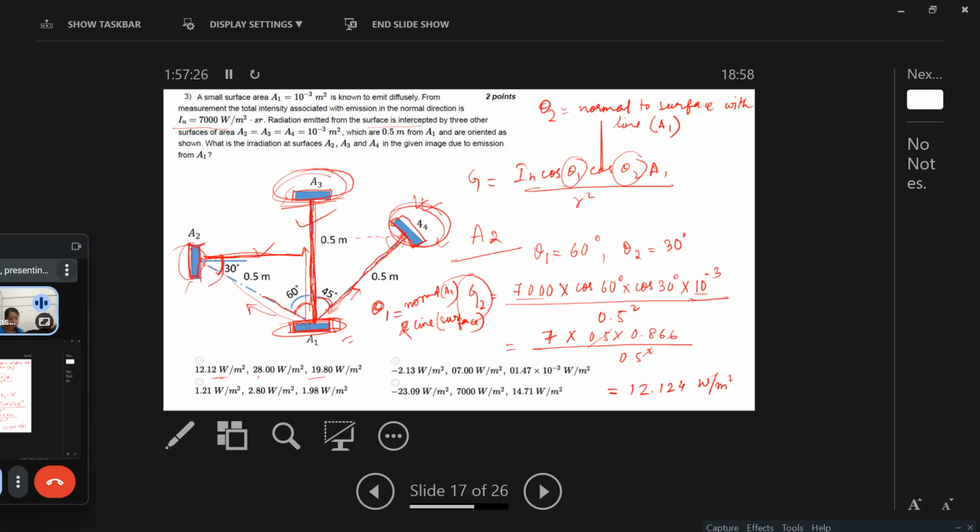So we have to be very careful with how these surfaces are oriented and how they are connecting. How they are receiving. We need to exactly find out the angle made between these surfaces. Okay, how A1 is emitting the radiation, or how other surfaces are receiving the emission from A1.